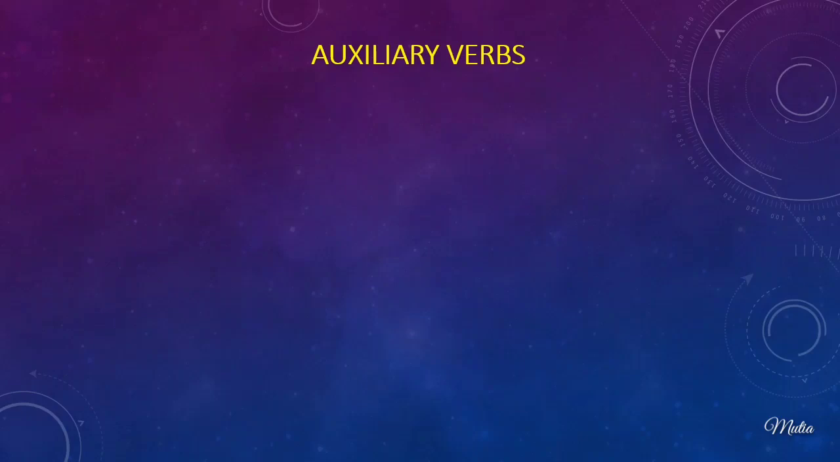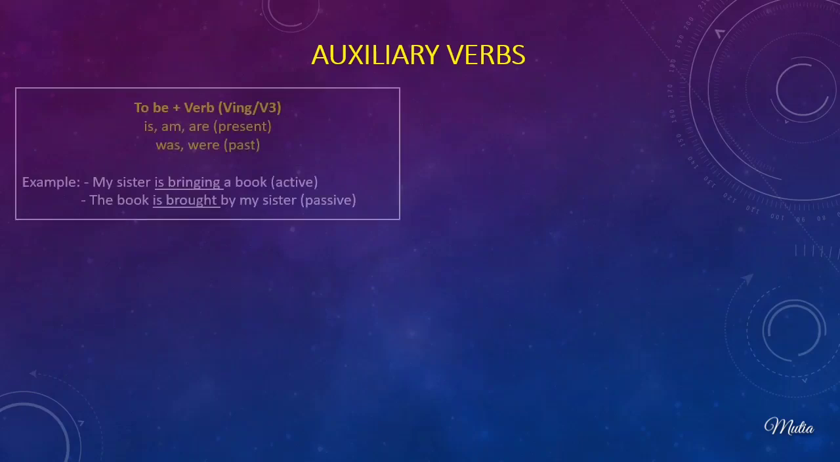Now we will learn more on the auxiliary verbs. The first is to be. For the present tense, we use is, am, are. For past tense, we use was, were. When to be is followed by verb ing, it forms active sentence. When to be is followed by verb 3, it forms passive sentence.